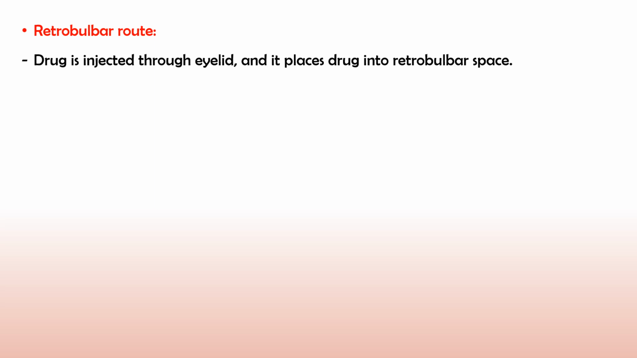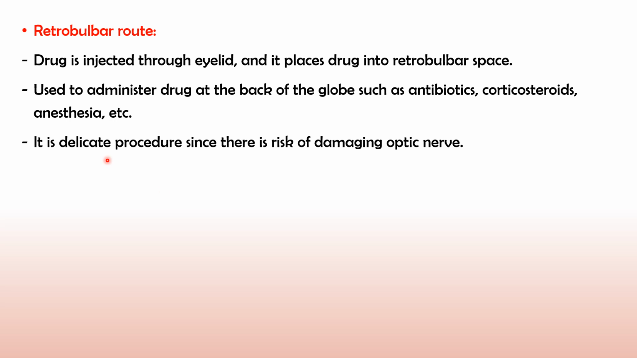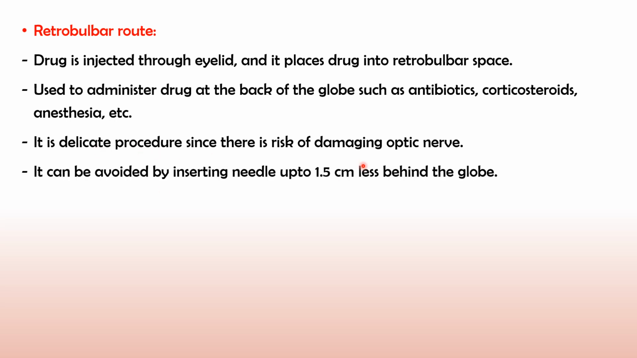Now what is the retrobulbar route? Retrobulbar means you give the injection behind the globe of the eye. Here the drug is injected through the eyelid and placed into the retrobulbar space. It is used to administer drug at the back of the globe. It is used for drugs like antibiotics, corticosteroids, anesthesia, etc. It is a delicate procedure as there is a risk of damaging the optic nerve.